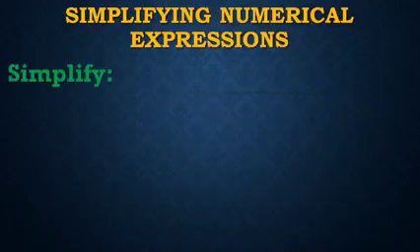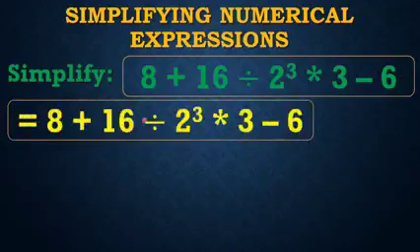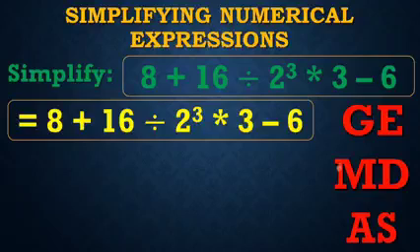Okay, example. Simplify 8 plus 16 divided by 2 cubed times 3 minus 6. So let's copy first the given. Again, we have 8 plus 16 divided by 2 cubed times 3 minus 6. The rule when simplifying numerical expressions is GEMDAS rule lang yung gagamitin natin. G stands for groupings, E stands for exponent, MD stands for multiplication or division, AS stands for addition or subtraction.